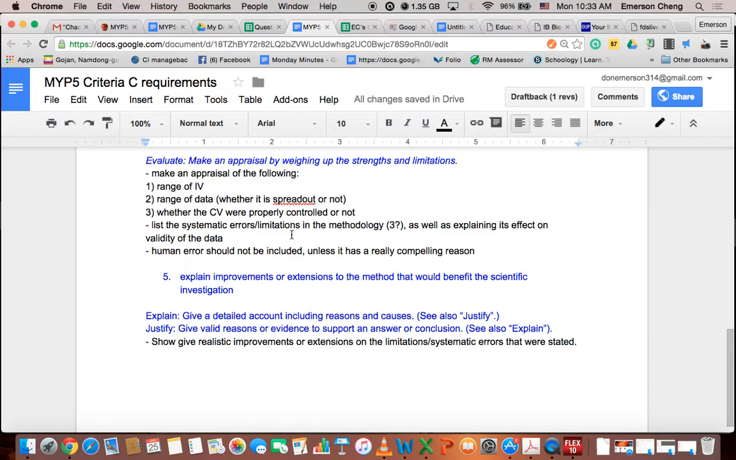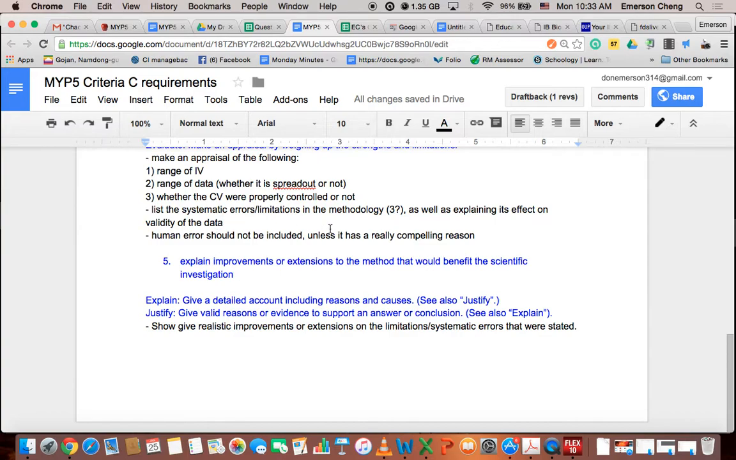Here, this lists the systematic errors and limitations in the methodology. I put a question mark, 3. You should ideally have at least 3. If the problem I give you has more than 3, you had better list as many of them as possible. Okay?